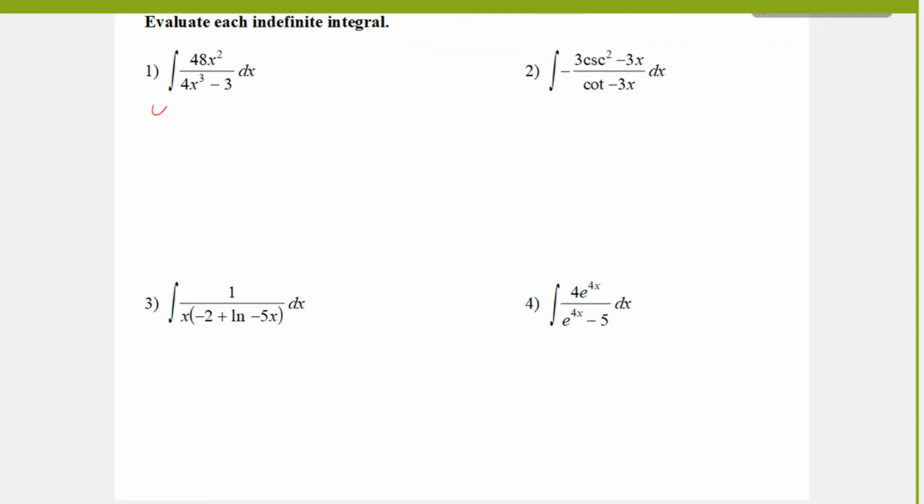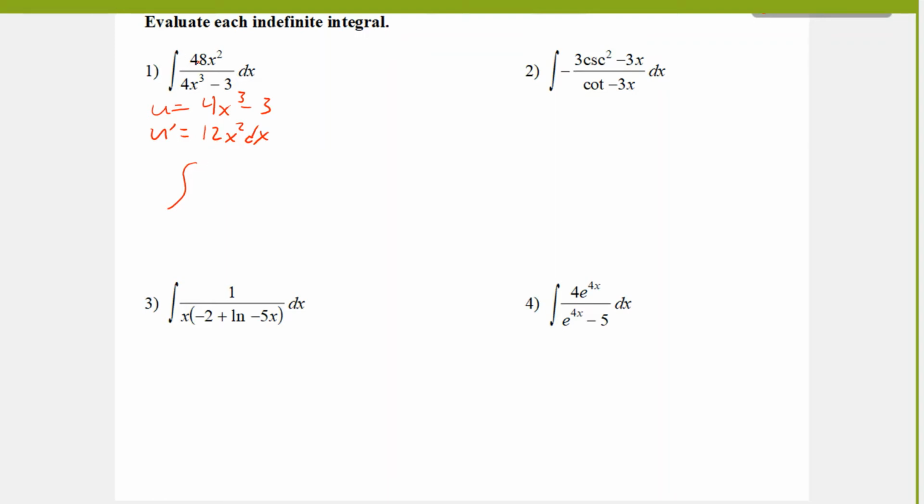Kyle, what's my u for number 1? For number 1, 4x to the power of 3 minus 3. Okay, and what happens when I derive? It's going to be 12x squared. Okay, 12x squared dx. I don't have a 12 though, I've got a 48, so what can I do for this top part if I want to rewrite? Multiply by 4 and add a 1/4 to outside.